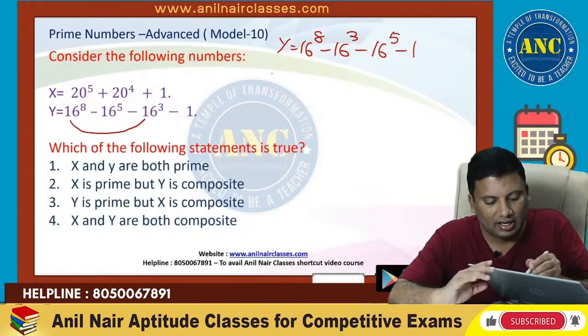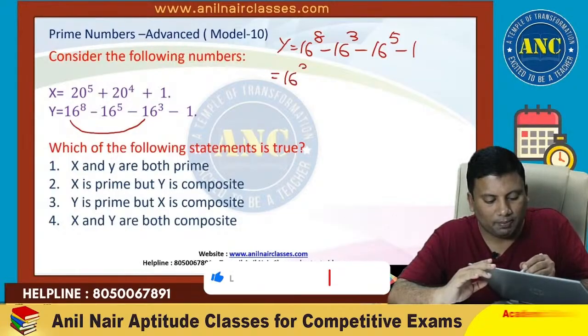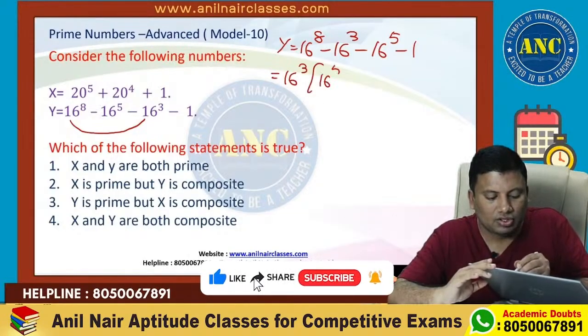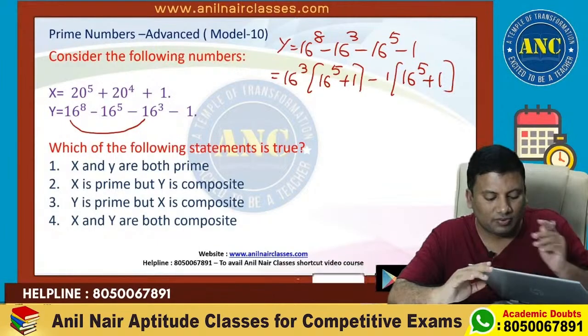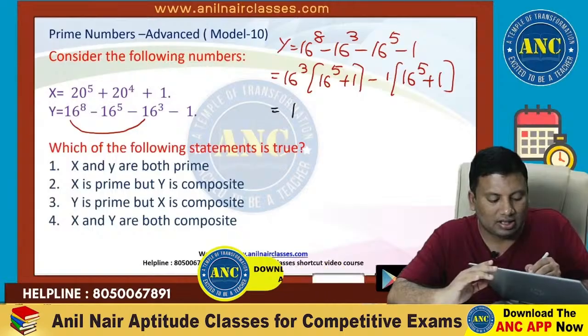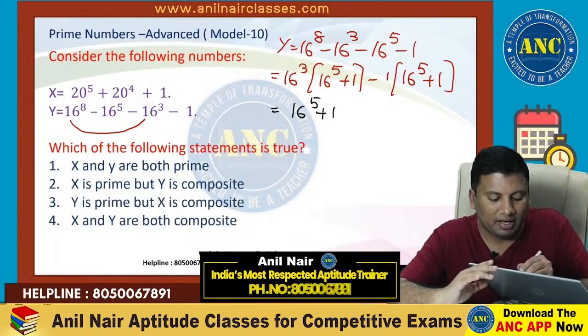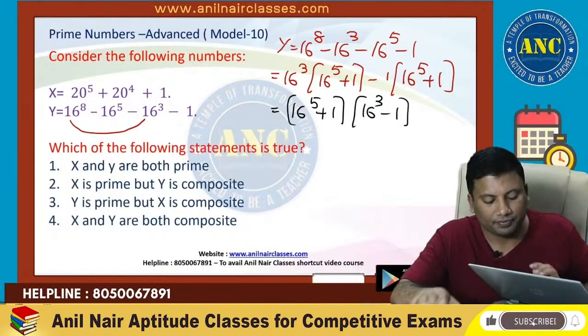Now see here. If I take 16^3 common, 16^5 plus 1. If I take minus 1 common, 16^5 plus 1. Now if you observe, this is nothing but (16^5 + 1)(16^3 - 1).